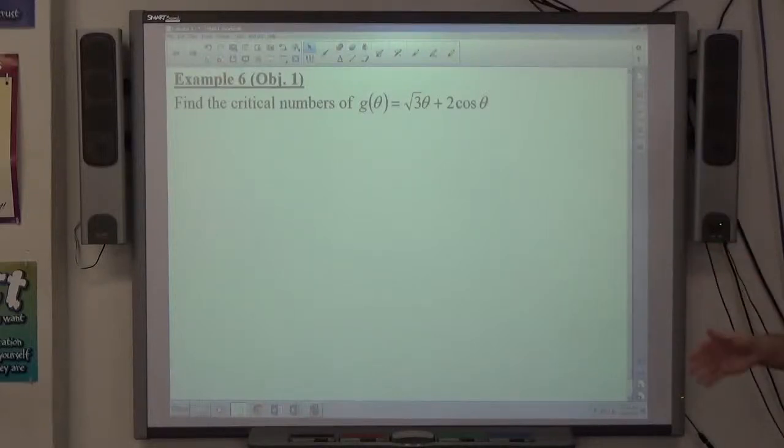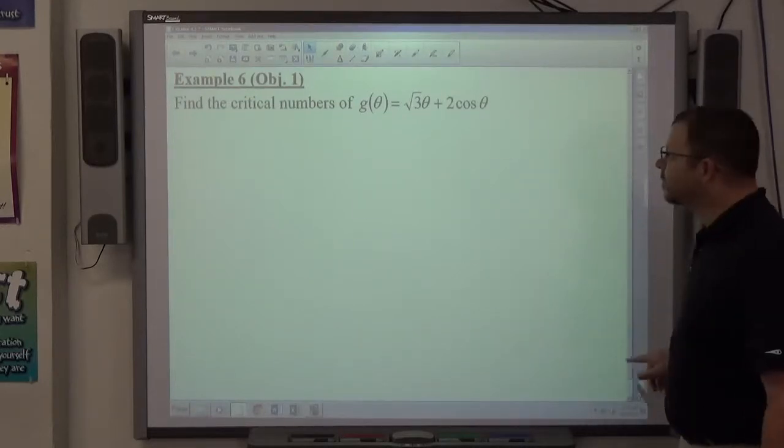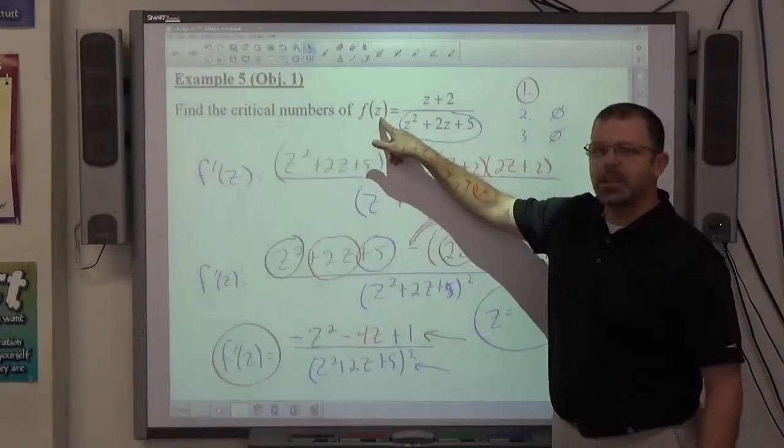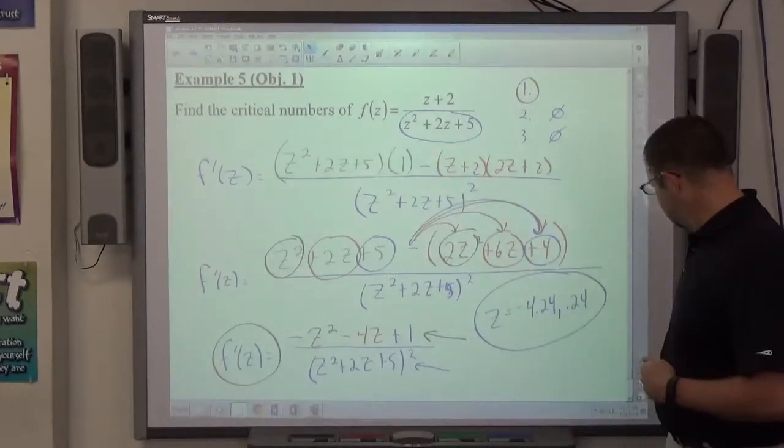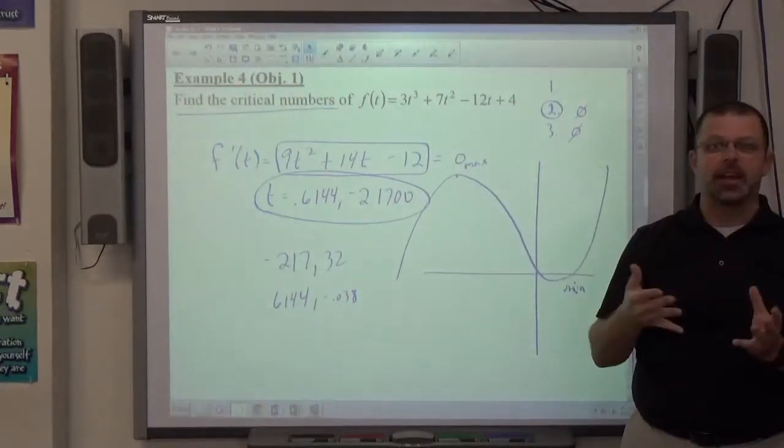All right, example 6. Find the critical numbers of g of theta equals the square root of 3 theta plus 2 cosine theta. All three of these examples did not use x. More often than not x is used, but just know that x doesn't have to be the variable. In each case, f of z, z is the independent variable. F of t, t is the independent variable. The one in the parentheses acts like x would act.